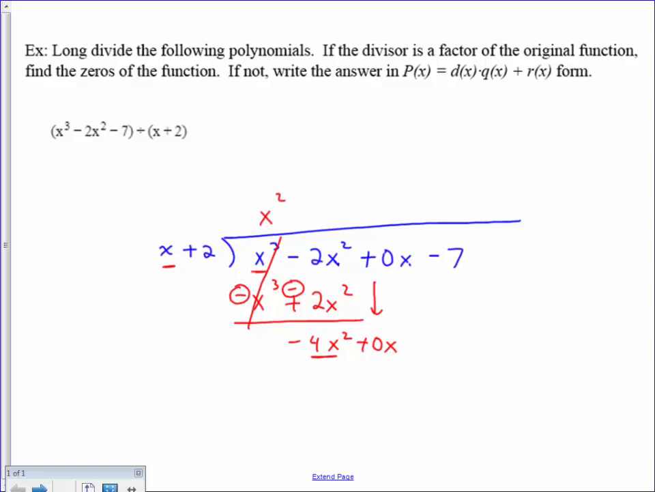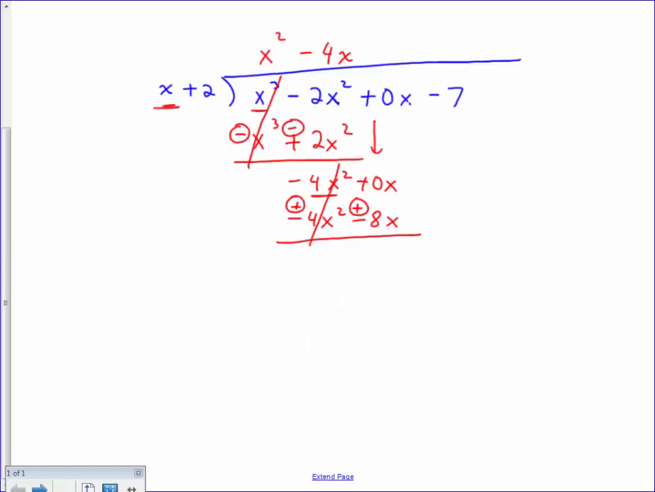From here, look at this term and this term. What would I multiply by x to give me negative 4x squared? I would need a negative 4 and another x. So take that negative 4 and multiply by the x and by the 2. Negative 4x times x is negative 4x squared. Negative 4x times 2 would be negative 8x. Draw a line, change your signs on the second row. These two would cancel, and then 0x plus 8x would give me 8x.